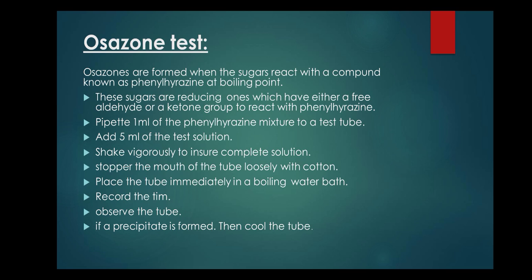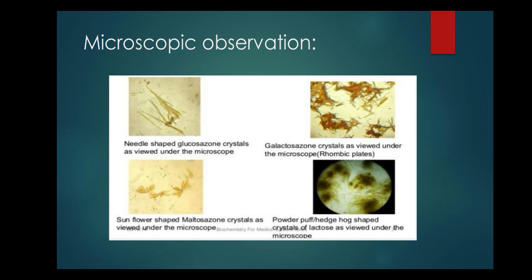Pipette 1 ml of the phenylhydrazine mixture to the test tube. Add 5 ml of the sugar solution to the test tube. Shake vigorously to ensure complete solution. Stopper the mouth of the test tube loosely with cotton. Place the tube immediately in a boiling water bath. Record the time. Observe the tube. If a precipitate is formed, then cool the tube. You can see the microscopic observation.